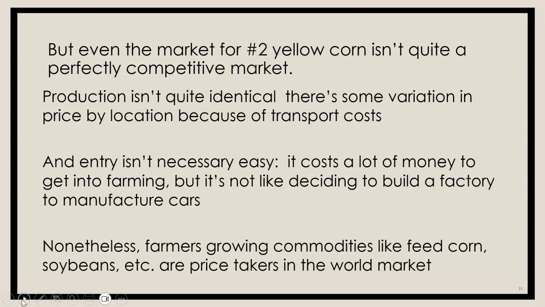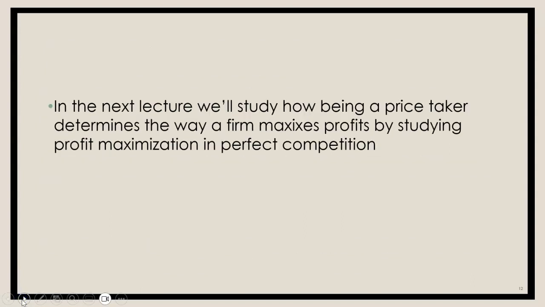So farmers growing commodities like feed corn, soybeans, etc., are price takers in the world market, as are producers of other commodities, iron ore, bauxite, things like that that are used as inputs in a lot of industrial products. So this is the kind of thing we're talking about in a perfectly competitive market. In the next lecture, we're going to study how being a price taker determines the way a firm maximizes profits, by studying profit maximization in perfect competition.